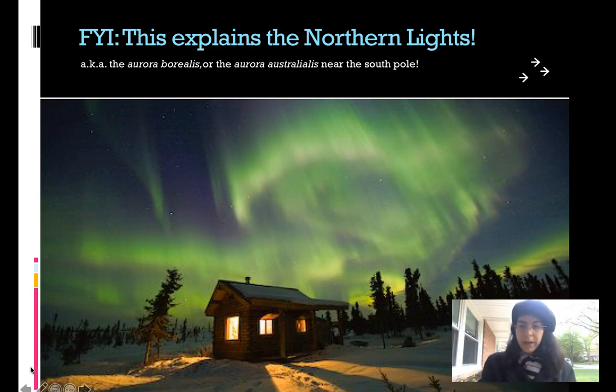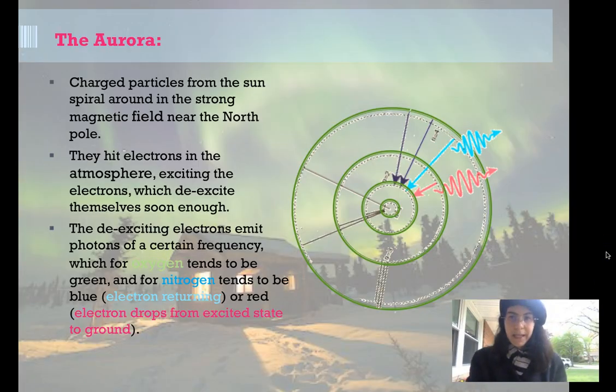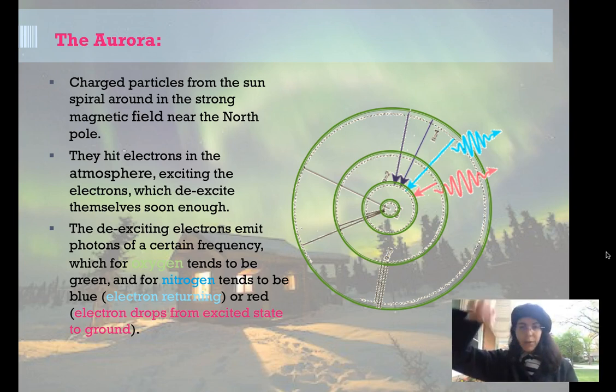Take a look at the aurora borealis, or the aurora australis near the South Pole. Look at these beautiful greenish, bluish, sometimes pinkish rainbows in the sky. We don't get them around here, and we don't get them around here because we don't have such a strong magnetic field as near the magnetic poles of the Earth. Charged particles coming from the sun, cosmic rays, spiral around in the strong magnetic fields near the poles. And when they're spiraling around like crazy, chances are sooner or later, bam, they're going to hit an electron in the atmosphere, exciting that electron to no end, and the electrons will de-excite themselves soon enough when they discover these upper levels aren't stable.